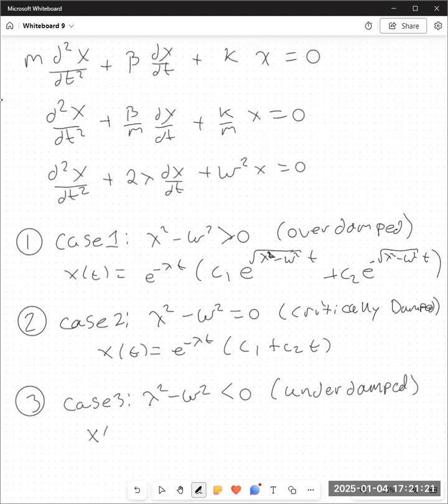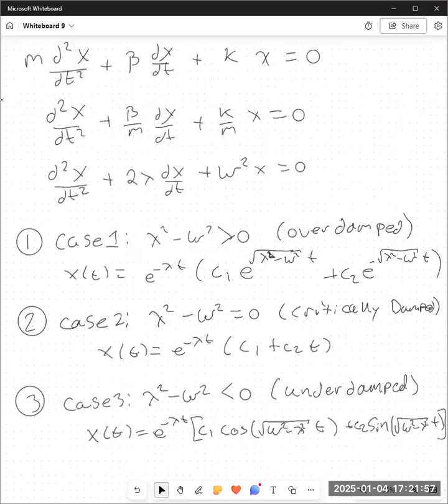And we have x of t is going to be equal to e to the negative lambda t times quantity c1 cosine of, now the order is going to switch, so this is positive, so this is going to be the square root of omega squared minus lambda squared t plus c2 sine of the square root of omega squared minus lambda squared t, like that.